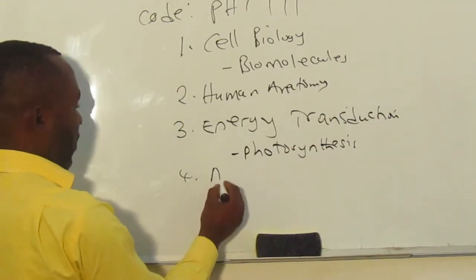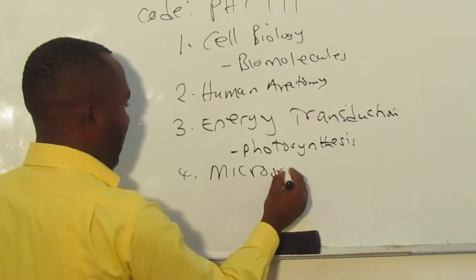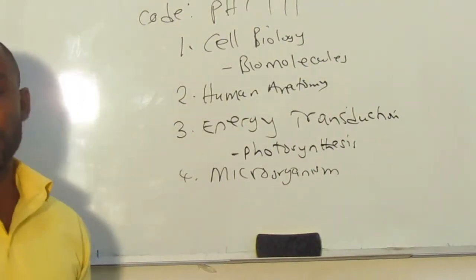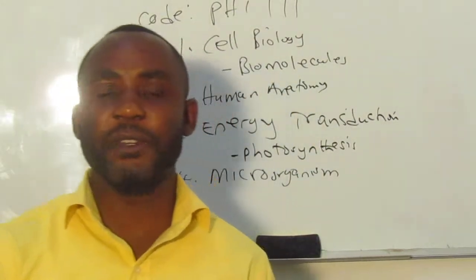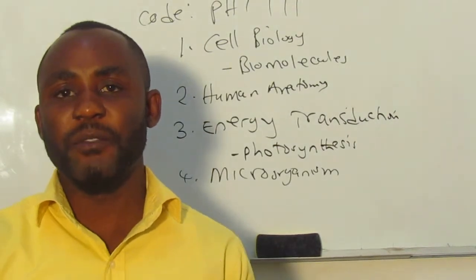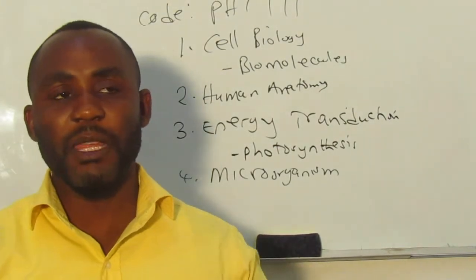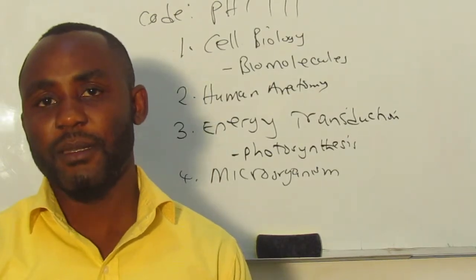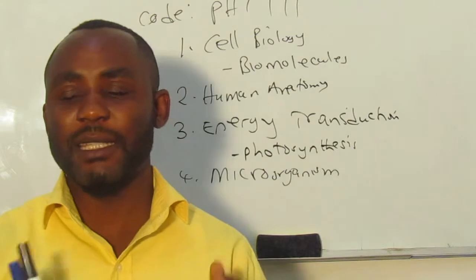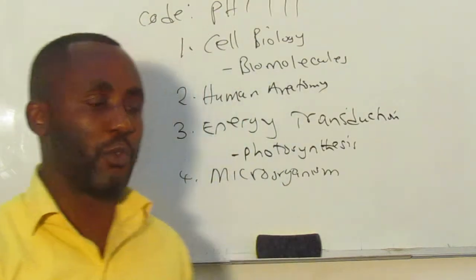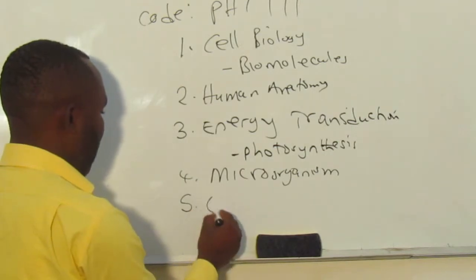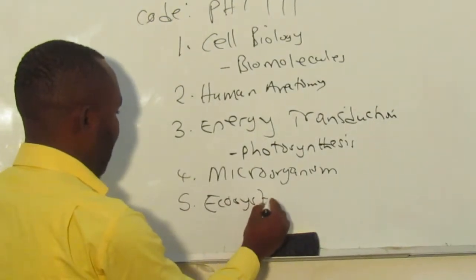From there, we shall go to microorganisms. Under microorganisms, we shall try to discuss different kinds of microbes. How are they beneficial to humans? And we shall also look at pathogenic microorganisms. What diseases do they cause to humans? Then after that, we shall handle ecosystems and biodiversity.